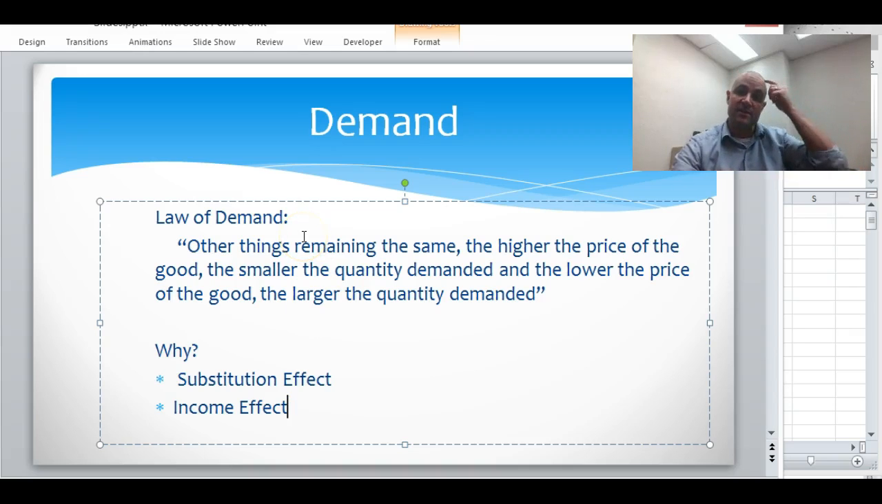And so, again, this is an important idea to understand, which is the law of demand. Other things the same, the higher the price of the good, the lower the quantity demanded. The lower the price of the good, the higher the quantity demanded. So again, we have this inverse relationship, which comes from the substitution effect and the income effect.